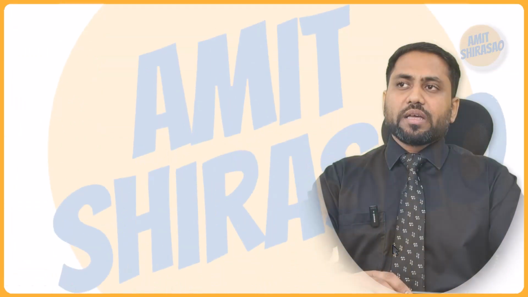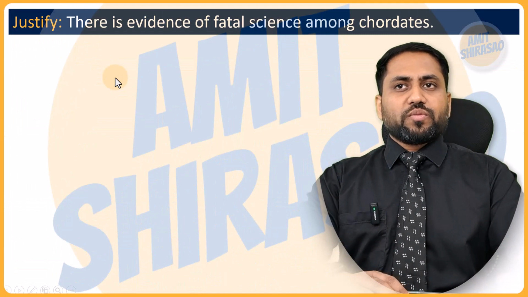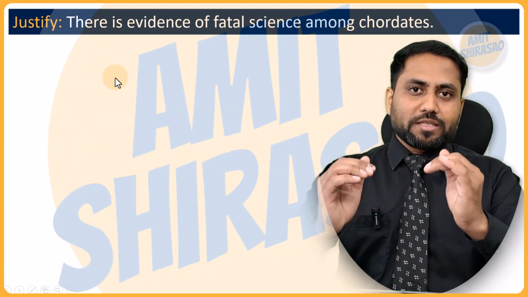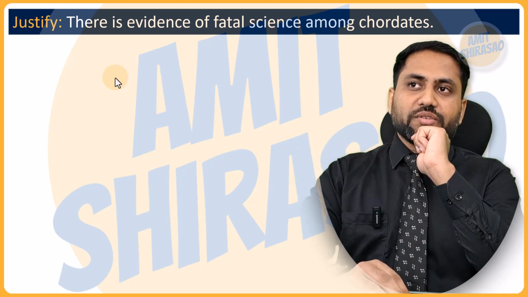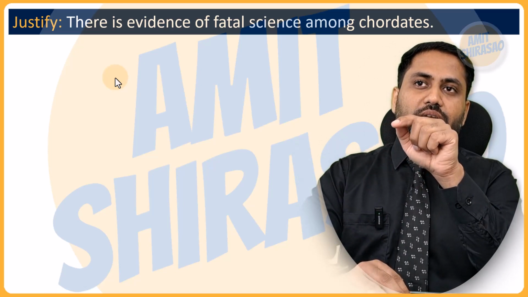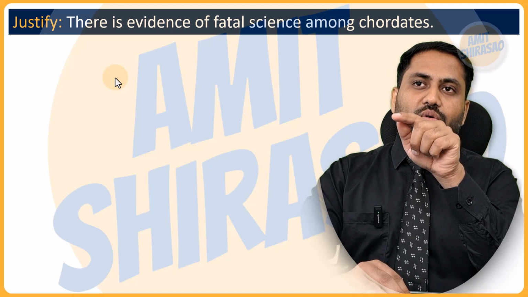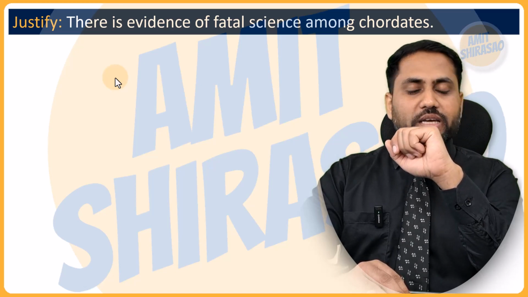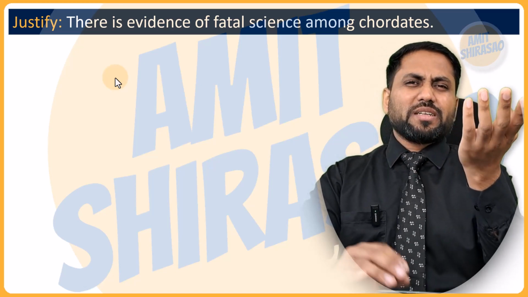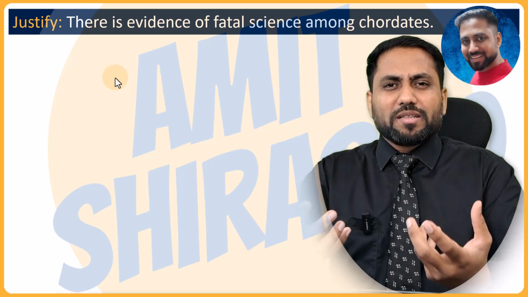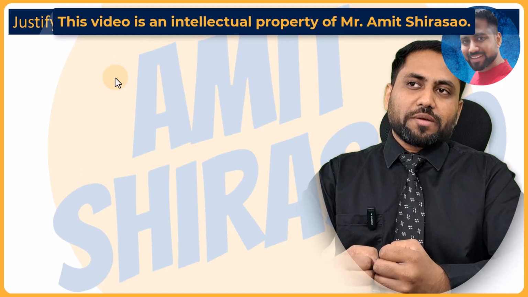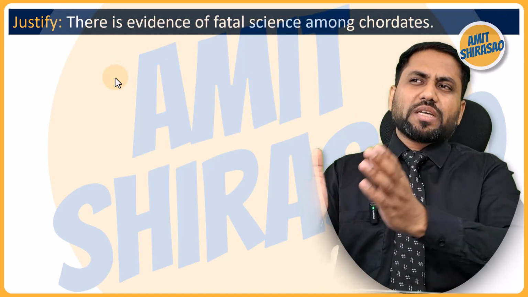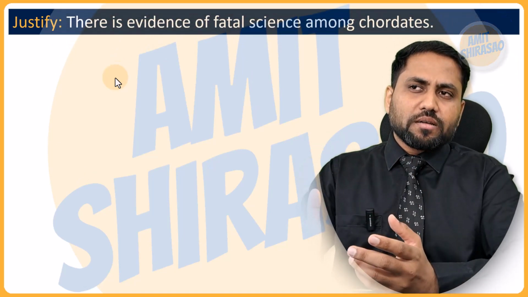Okay. Now there is one question that I saw in the exercise part of your textbook, and it says there is evidence of fatal science among chordates. Again, what do you want to say? Whatever you write in the textbook, it is also so garbled. It's difficult to understand what you want to say. How can you justify a statement that you can't even understand?